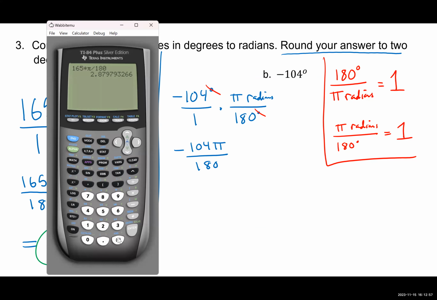Again, this is the job for the calculator. Negative 104 times pi divided by 180. So rounded to 2 decimal places, it looks like negative 1.82. Negative 1.82.